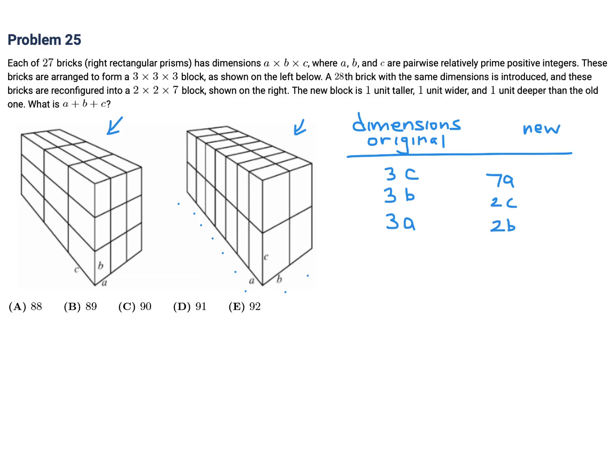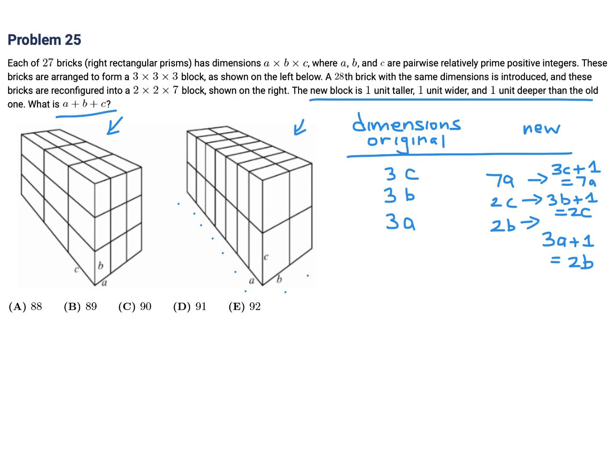If we use that sentence, the equations would be: 3C plus 1 is equal to 7A, 3B plus 1 is equal to 2C, and 3A plus 1 is equal to 2B. Okay, I think that's it. And what do they want? They just want us to figure out A plus B plus C.